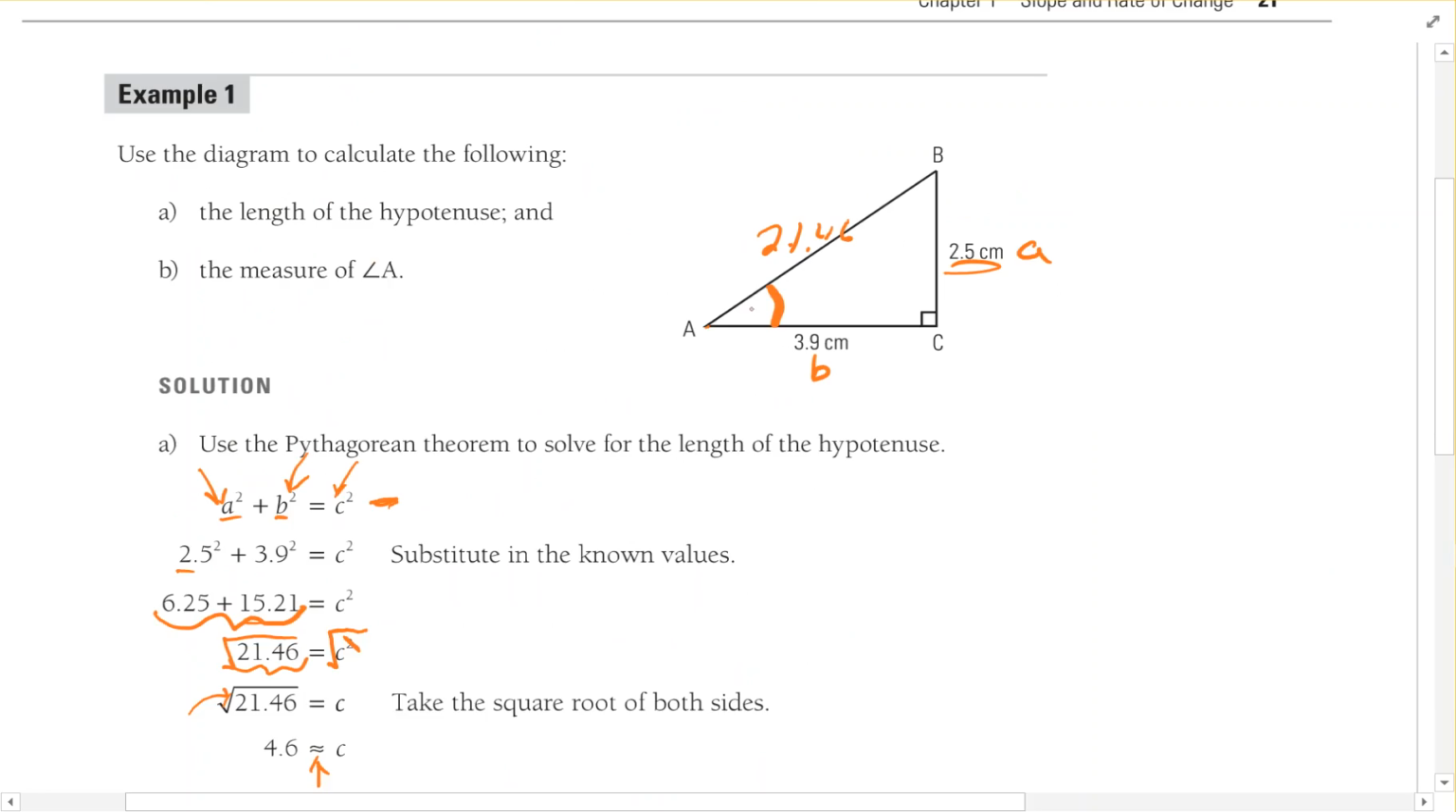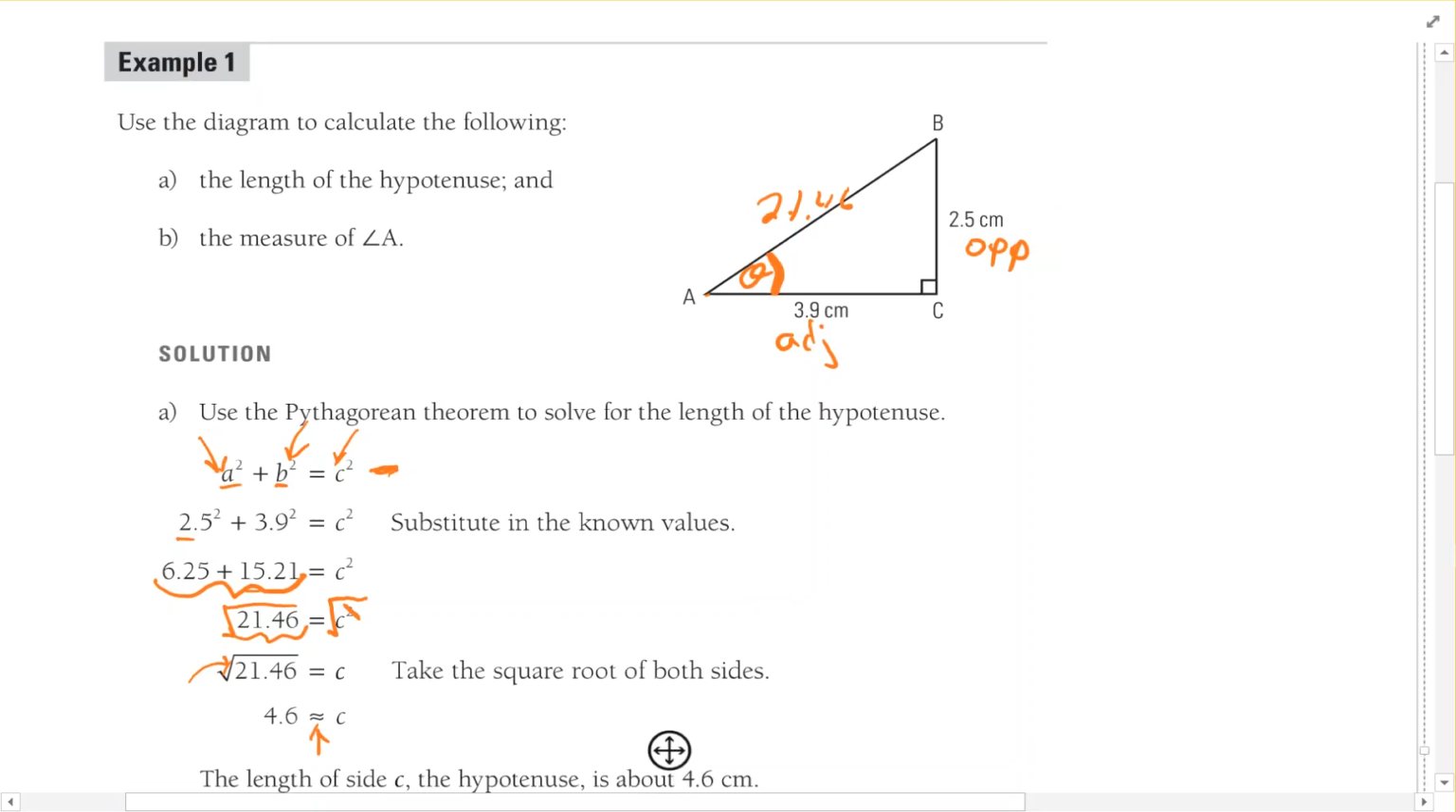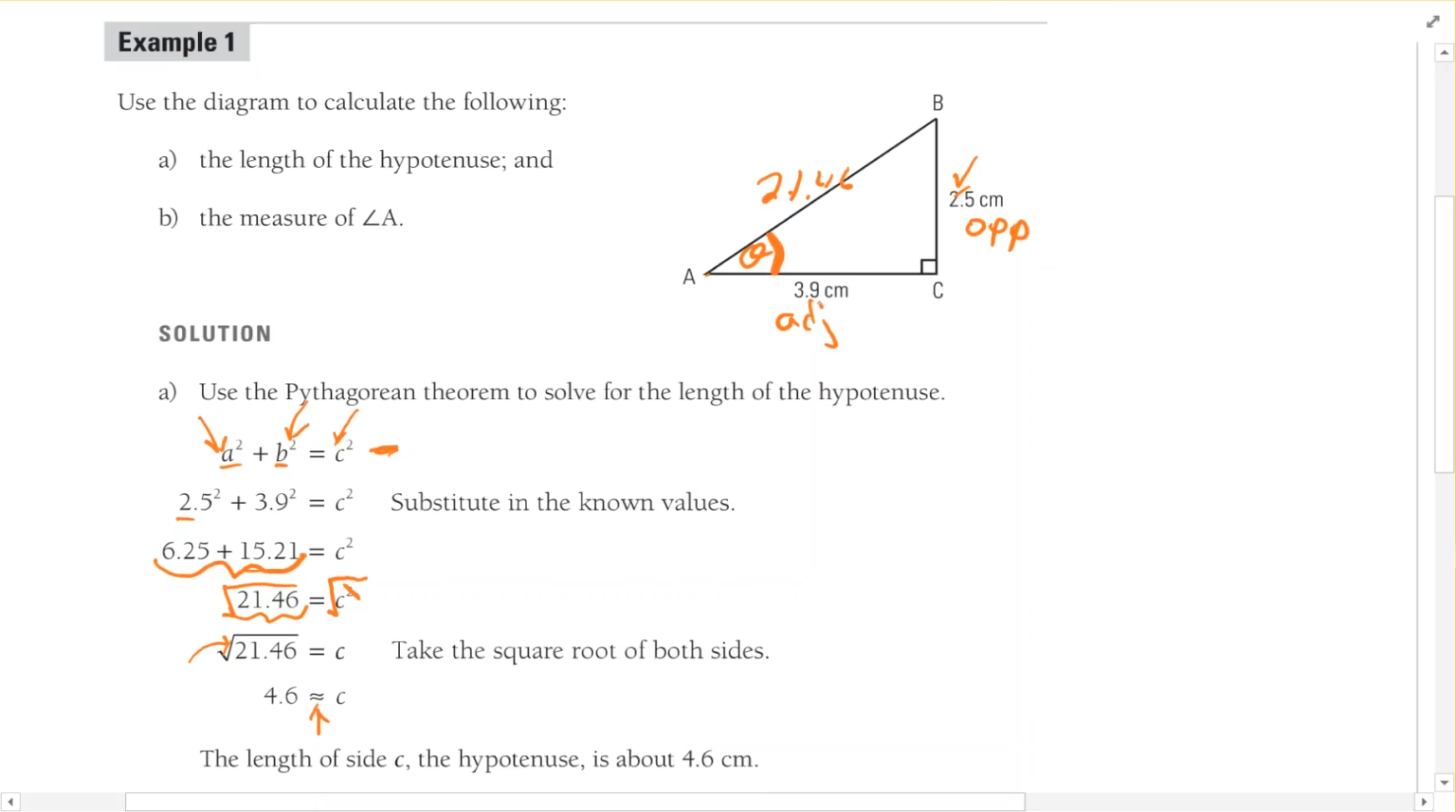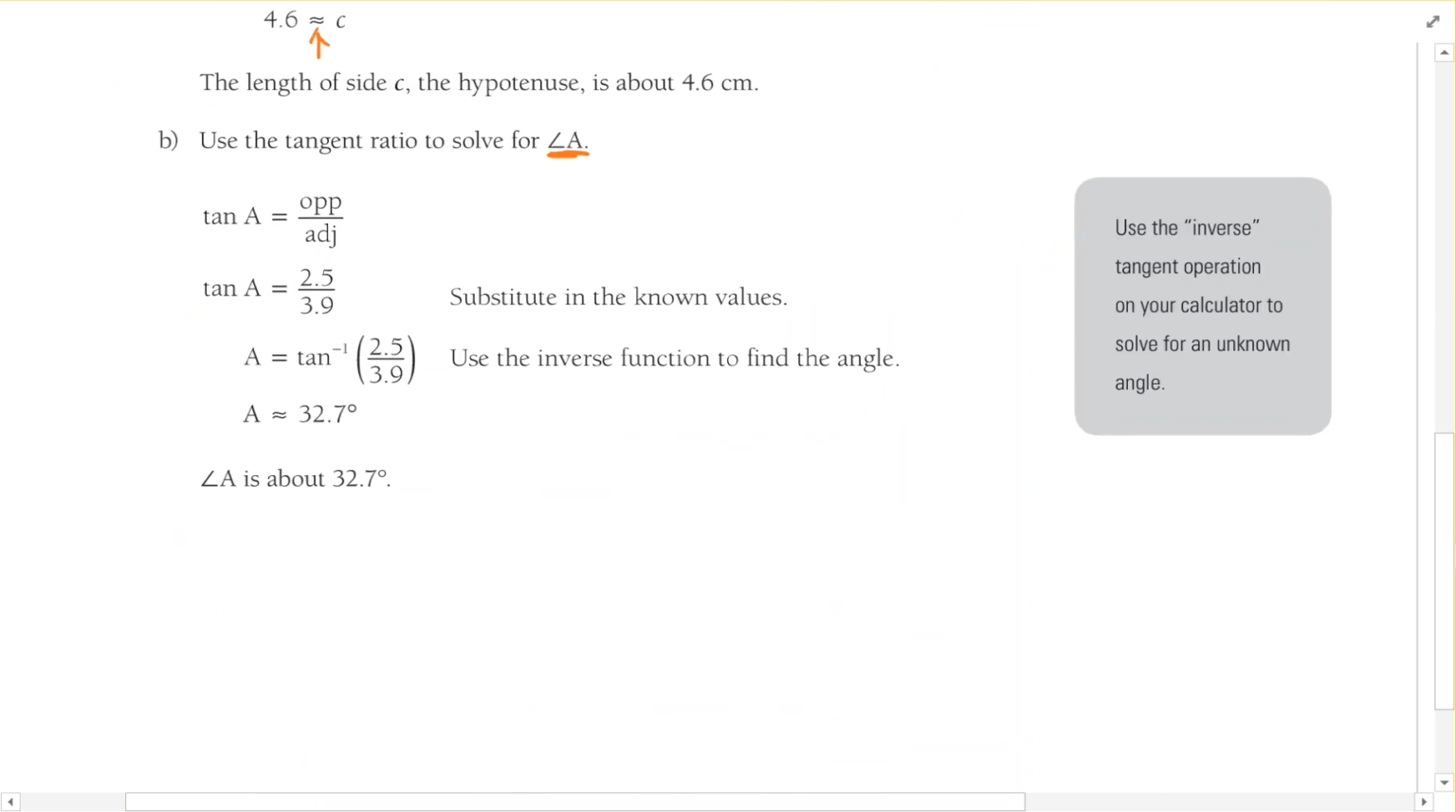So if we're looking at this angle, that's the symbol for an angle, theta it's called, then adjacent is going to be the side close to it. So adjacent, that's going to be that one. Opposite is going to be this side, so OPP. So we just need to make sure it's opposite over adjacent. So it's going to be 2.5 over 3.9. So that's how we set it up, right?